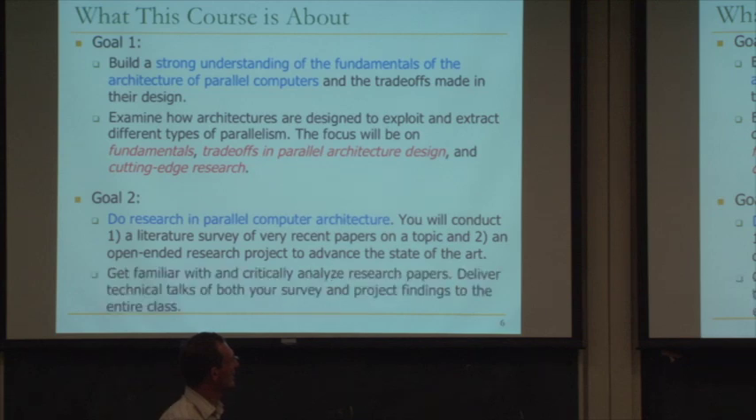Okay. And the second sub-goal of goal 2 in terms of doing research is getting familiar with and critically analyzing research papers. It's an important skill to have, even if you're not going to do research in the future. I can tell you, I've seen this many times when I worked with industry.